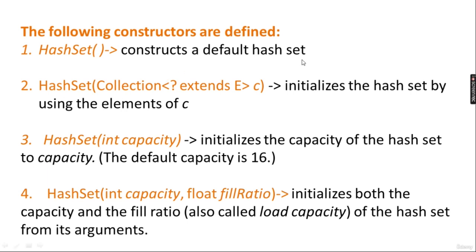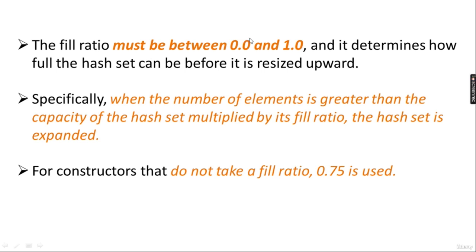Okay, so the first one is what? It is the default HashSet constructor. Then the collection constructor initializes using the collection's elements. Then a HashSet with a particular capacity; the default capacity is 16, otherwise whatever capacity you specify, your hash set will be of that capacity. Then capacity and fill ratio initialize both the capacity and fill ratio, also called load capacity. The fill ratio must be between 0.0 and 1.0, and it determines how full the hash set can be before it is resized upward.